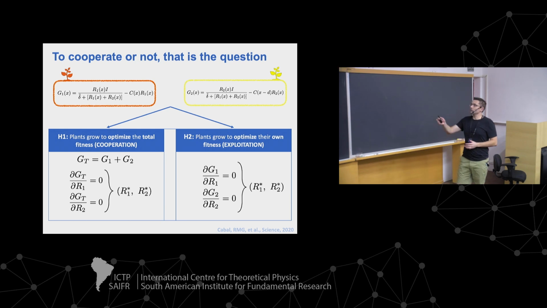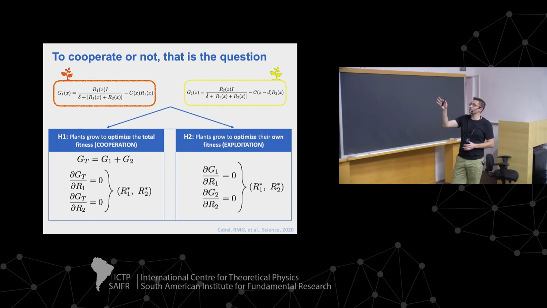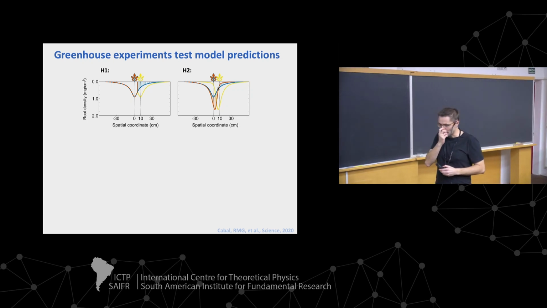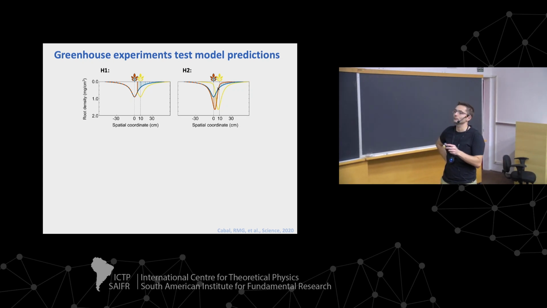Okay, so I told you, we have two possible hypotheses that give us two different optimization conditions of the net resource gain functions, and of course give us two different predictions for the root system. And these are the two predictions that these hypotheses give you. On my right, on your left, you have the prediction of the cooperative optimization, which is something I was already giving some hints before. I was spoiling myself a little bit.